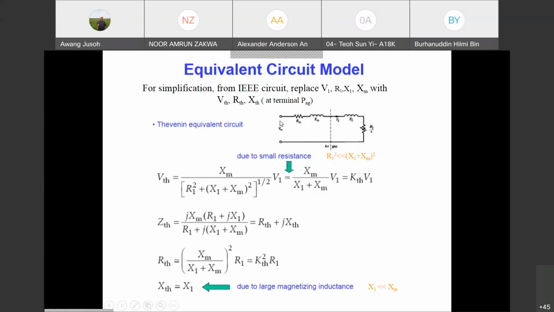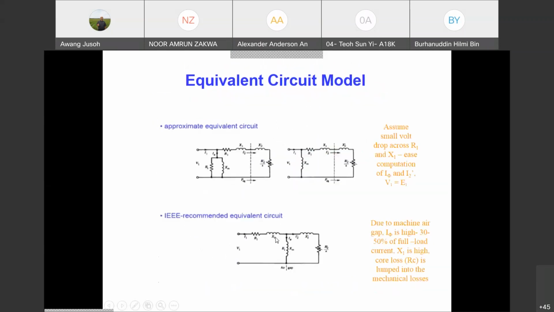You need to find the input power. Input power requires the stator current. So if they ask you to find the efficiency and so on, definitely you cannot use the Thevenin circuit. You need to use the circuit from just now, the IEEE circuit. You cannot simplify this one.